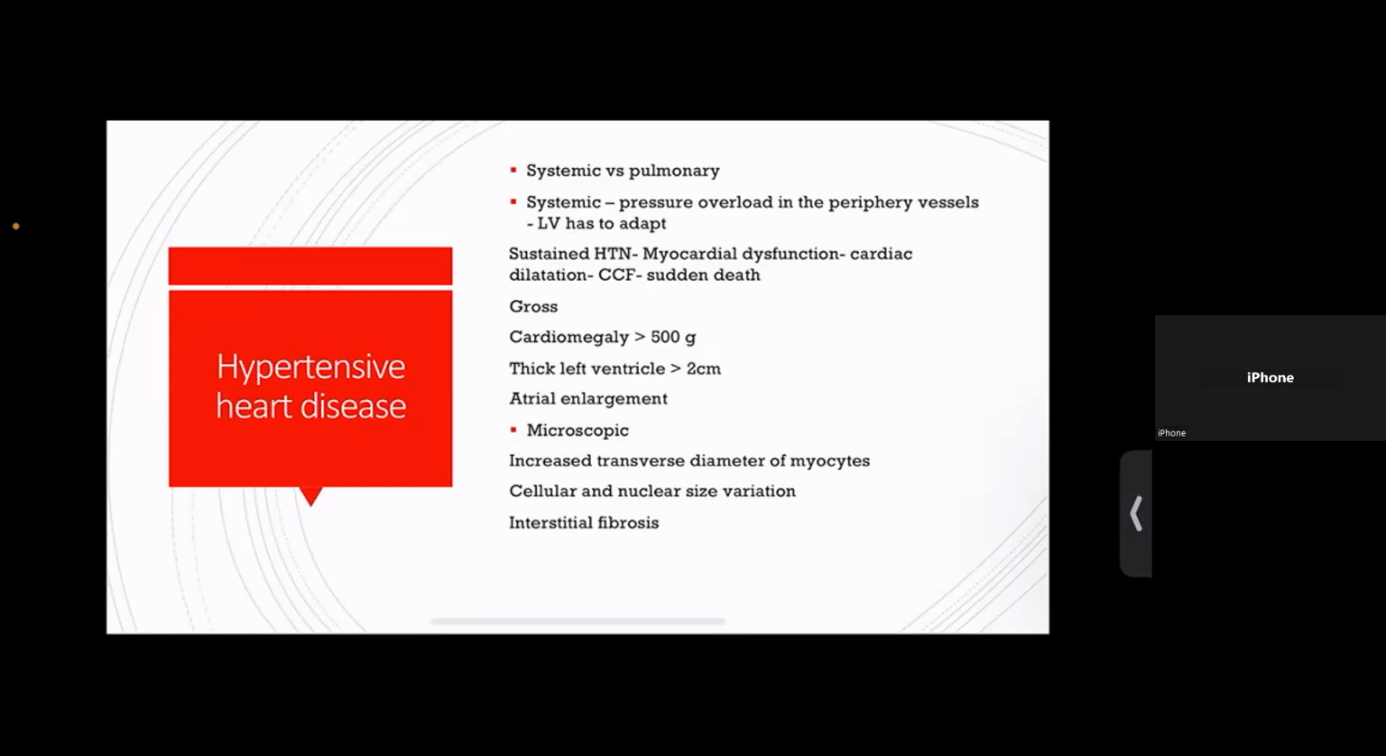Sometimes when we have sustained hypertension, we will have myocardial dysfunction, and then cardiac dilatation. The myocardium is trying to contract and pump blood against very high pressures, so it will have dysfunction and therefore decompensation, then cardiac dilatation and congestive cardiac failure. Consequently, we're going to have sudden death. Every time you see a hypertensive patient, you think about acute decompensated heart failure, which leads to sudden death. Most of the time, patients with acute decompensated heart failure have systemic hypertension and pulmonary hypertension.